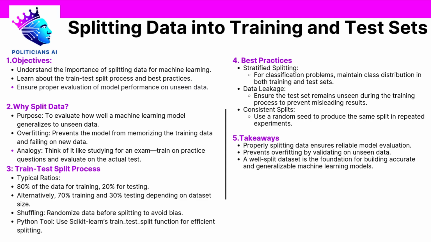To wrap things up, splitting data into training and test sets is an essential step in machine learning. It ensures that your model can generalize to new data and not just memorize what it has seen. By dividing your dataset into two parts, you create a foundation for reliable evaluation. Remember, use stratified splits when working with categories, avoid data leakage, and keep your results consistent by using a random seed. With these techniques, you're setting yourself up for success in building accurate and robust models.